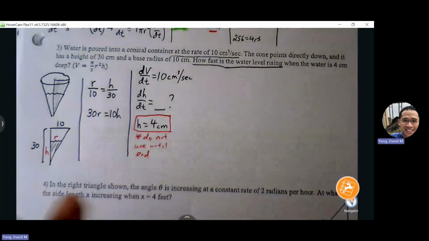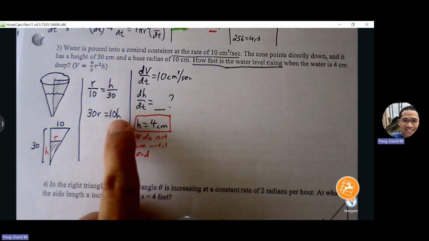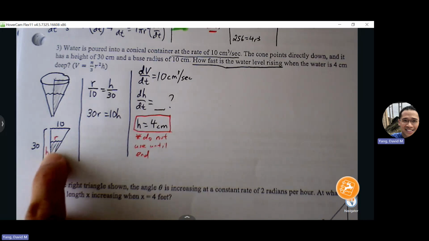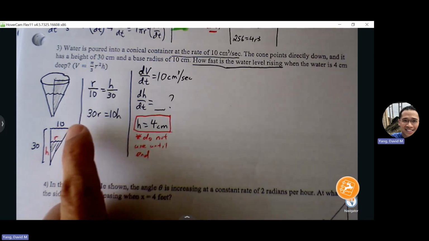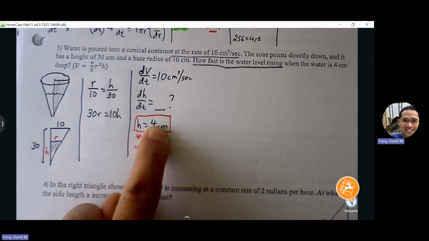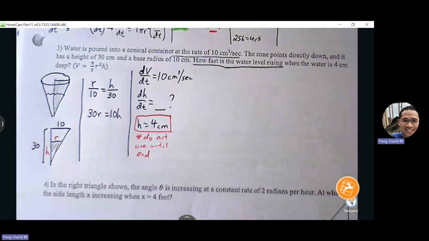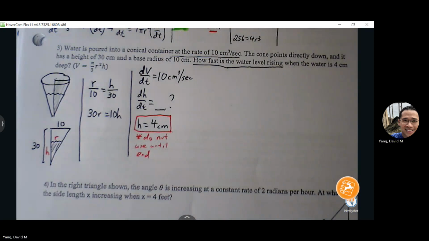The temptation is you want to start putting the 4 wherever you see the H. And if you insert the 4 in for the H, then what you're saying to the problem is that the height of the water level is always going to remain 4 from the beginning to the end. We know that's not true, right? If water is pouring into the tank, it may be 4 centimeters at one moment, but before and after it, it's going to be a different value. So we don't want to use that 4 until we've found the derivative, when our problem is locked into a specific moment in time, and then we can use that 4.